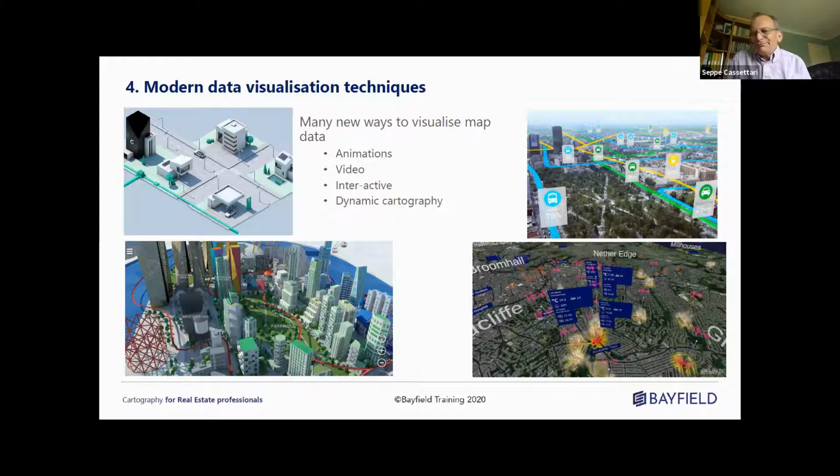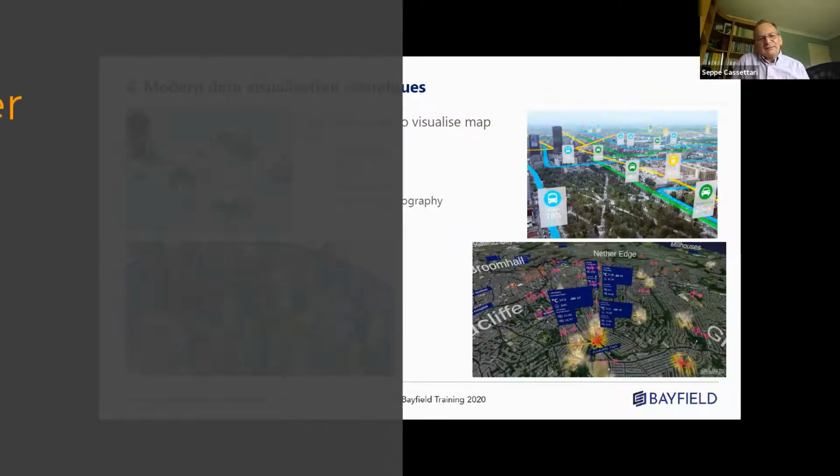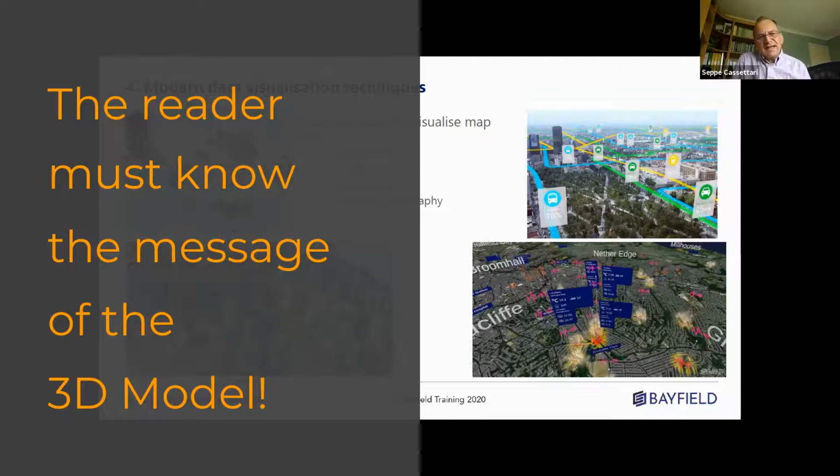So this slide just gives a few graphics to show what may be possible in a very still but often dynamic type style. We can convert our data into 3D objects and put those within a 3D model so that we can move around the map and view the world from different perspectives. Many of us will have done that, and that's very interesting. But from a cartographic point of view, we really have to bear in mind that the reader has to know what is the message that you're taking out of the 3D model that you're asking them to look around.